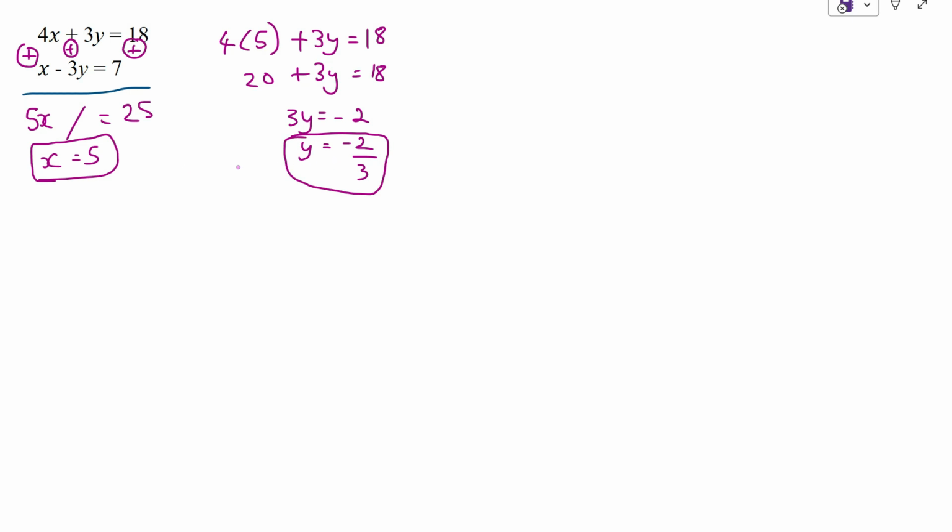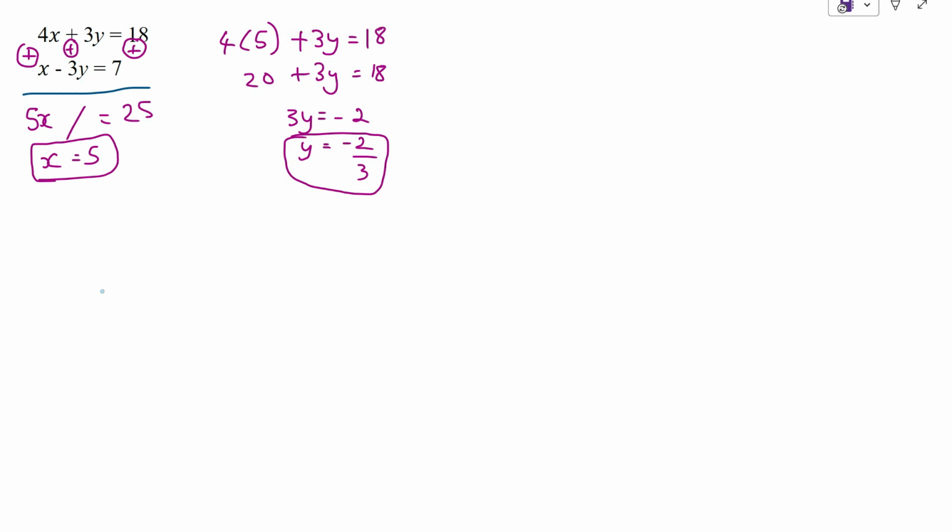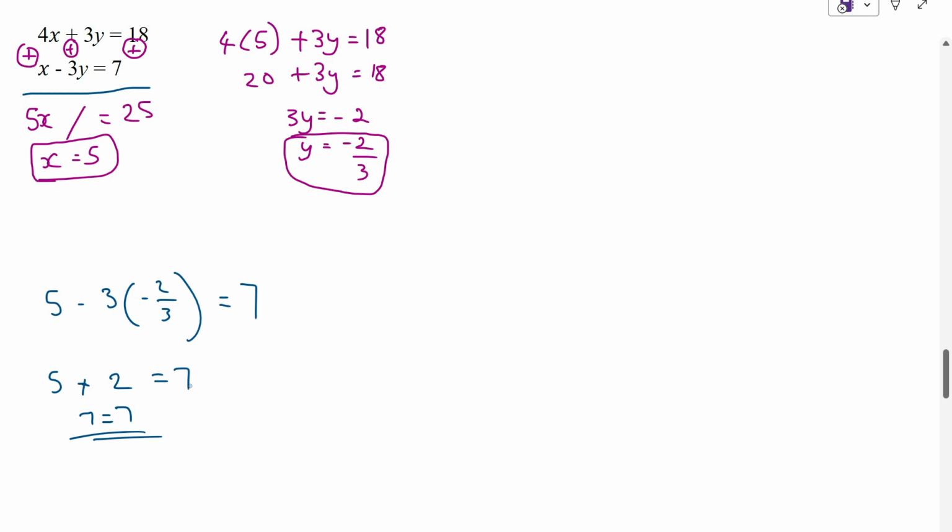Okay, so we got our values for x and y. Now let's do our check with the second equation. X, 5 minus 3, which is minus 2 over 3, should equal 7. So 5 minus this times that will give us minus 2. Minus minus is plus. 7 equals 7. Okay, so we know these are correct.